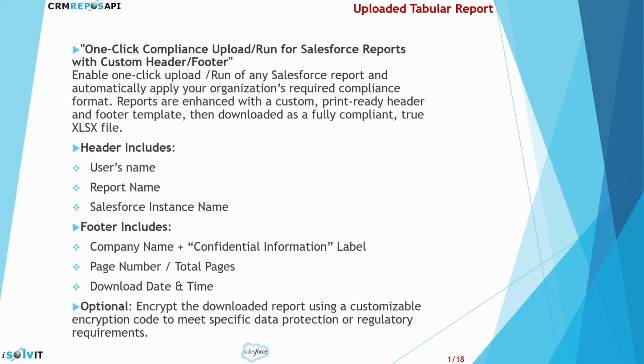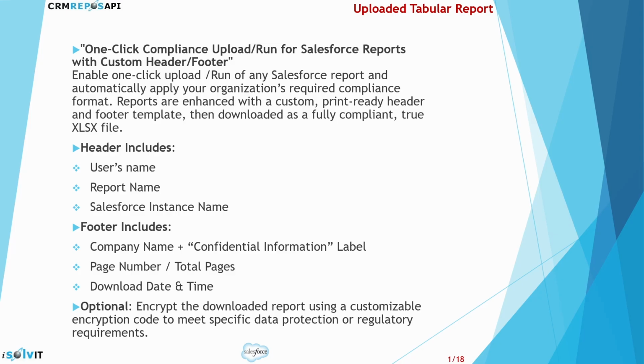The header and footer overview. This section outlines how each part of the header and footer is automatically generated and where every piece of information originates. The left header: the user full name, retrieved from Salesforce user information. The middle header: the report name, taken directly from the uploaded or selected Salesforce report. The right header: the Salesforce org instance name, automatically detected from the connected org.